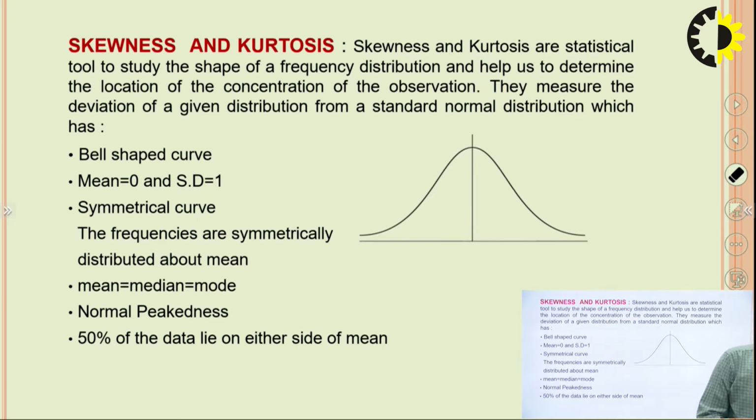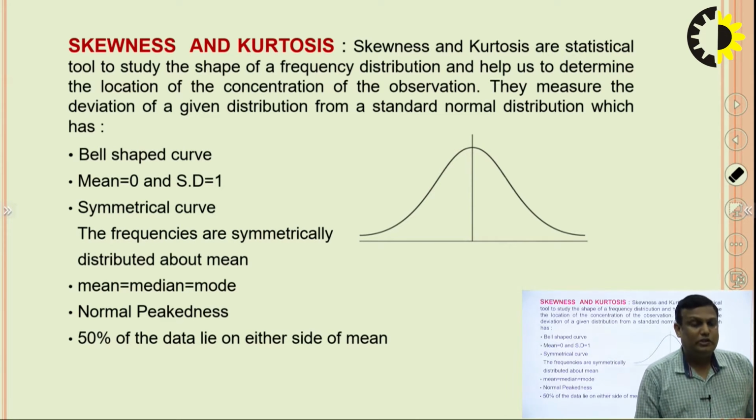What is skewness? Before starting the topic skewness, we have to understand what is a normal curve. Firstly, let me introduce what is skewness. Skewness and kurtosis are the statistical tools to study the shape of frequency distribution and help us to determine the location of the concentration of observation. They measure the deviation of a given distribution from a standard normal distribution.